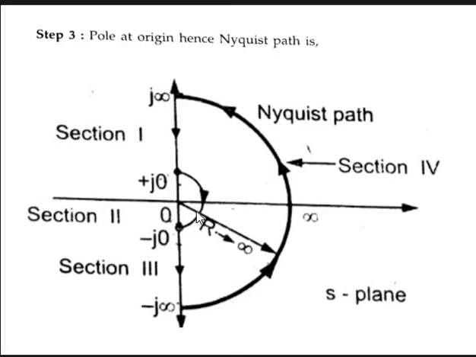After minus j infinity, it again reaches plus j infinity with radius of infinity. So here some disturbance is there, so the total path can be divided into sections. The first section: starting is plus j infinity, ending is plus j0. The second section: starting is plus j0, ending is minus j0. Next, the third section: starting is minus j0, ending is minus j infinity. Next, the fourth section: starting is minus j infinity and ending is plus j infinity. So total 4 sections will be there: section 1, section 2, section 3, section 4. So step 3 is completed.